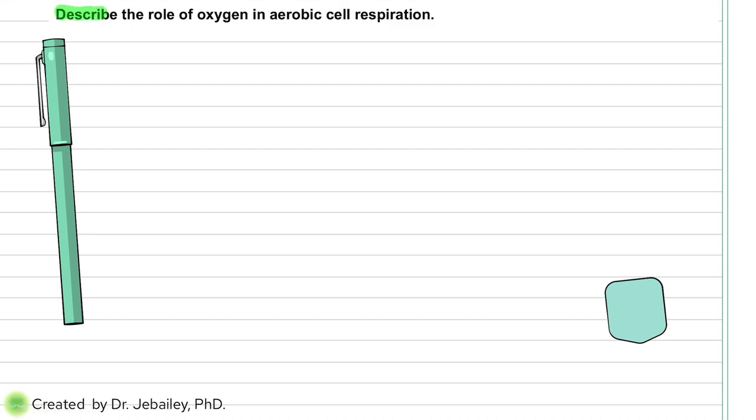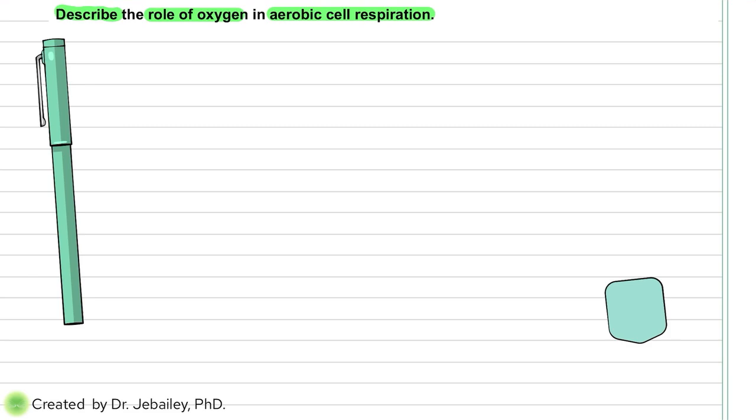It says here the command word describe. Now remember, whenever we talk about describe, you can write in words, but I also advise you to draw things because usually drawing can get you points. Here it says describe the role of oxygen in aerobic cell respiration.